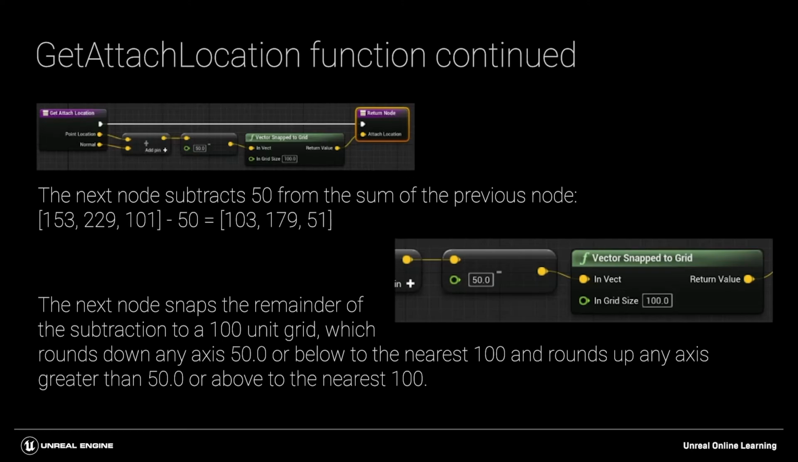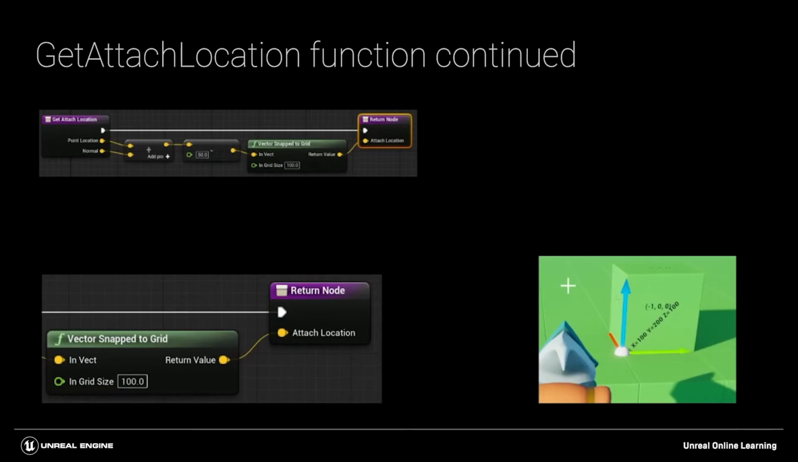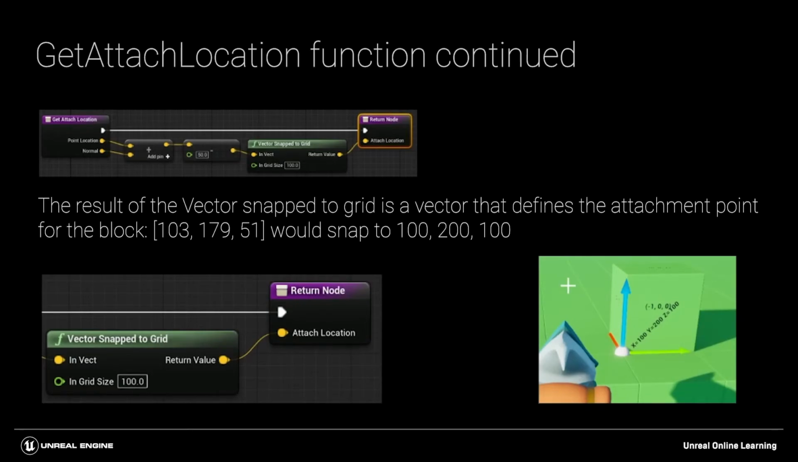The next node snaps the remainder of the subtraction to a 100-unit grid. This rounds down any axis that's 50.0 or below to the nearest 100 and rounds up any axis that's greater than 50.0 upwards to the nearest 100. The result of this is a vector snapped to a grid, that is, a vector that defines the attachment point for the next block. 103, 179, 51 would snap to 100, 200, 100.